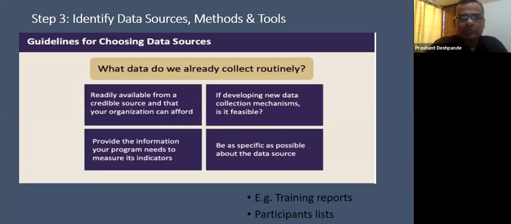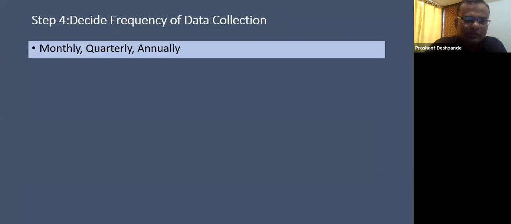Some of the examples of data sources are training reports and maybe participant lists. We can have numerous data sources. Then step 4 is deciding the frequency of data collection. So whether monthly, quarterly, annually, or less frequently, we have to decide the frequency in consensus. Again, that is the building consensus principle of the M&E plan.